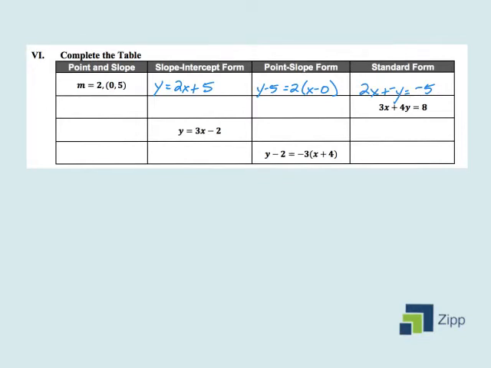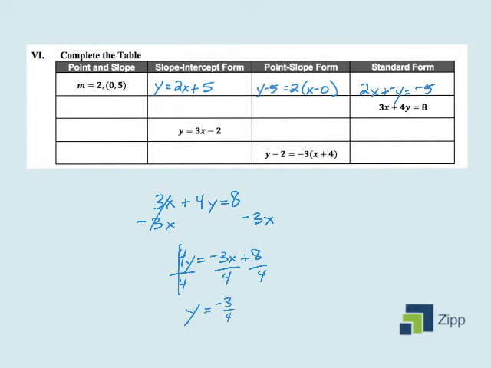Let's look at another example. If I've got something that is in standard form, 3x plus 4y equals 8, and I want to change it to slope-intercept form, I would have to solve for y, so I'll subtract 3x from both sides, and I'll have 4y equals negative 3x plus 8. Now I'll divide by 4. I've got to divide the whole side by 4, and I'll have y equals negative 3/4 x plus 8 divided by 4 is 2.